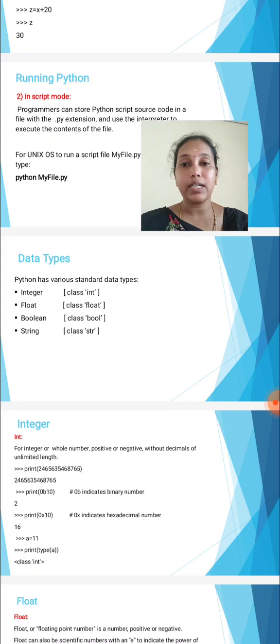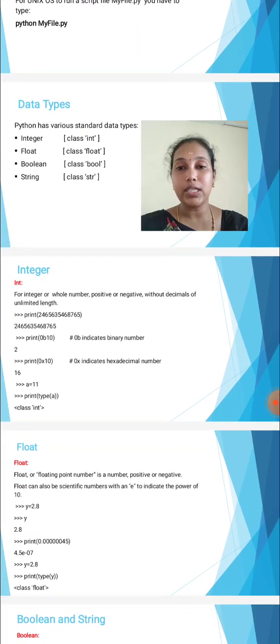Next, we'll see the data types of Python. Python has various standard data types. The first one is integer and we define it as int. The second one is float and the keyword is float. The third one is boolean and the keyword is bool. And the fourth one is string and we will use the keyword str. The first one is integer. An integer is a whole number, positive or negative, without decimals, of unlimited length. So these are the examples for integer.